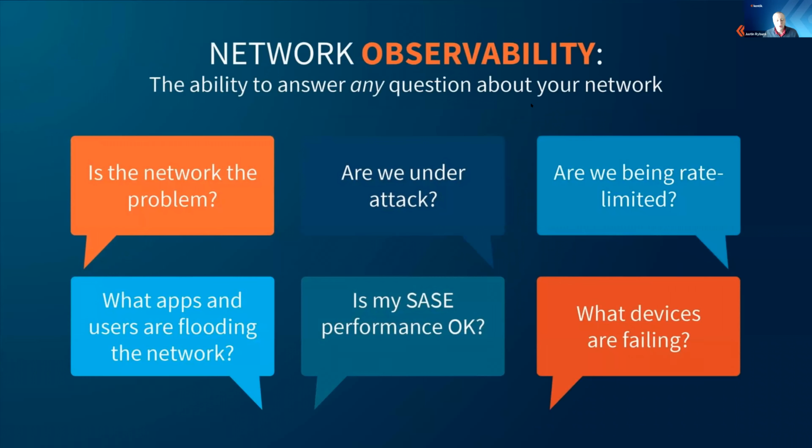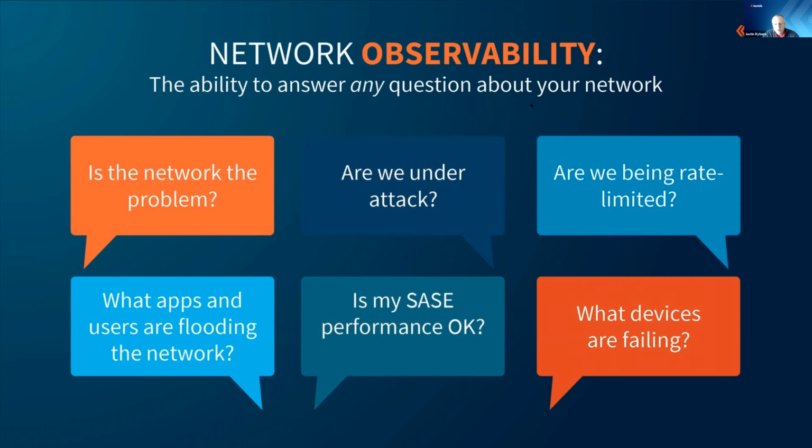We talked about a few of the questions that our customers are trying to answer when they think of this network observability. I want to be able to ask any question. Well, what are some of those type of questions? So things like, is the network the problem? Are we currently under attack? Are we being rate limited?